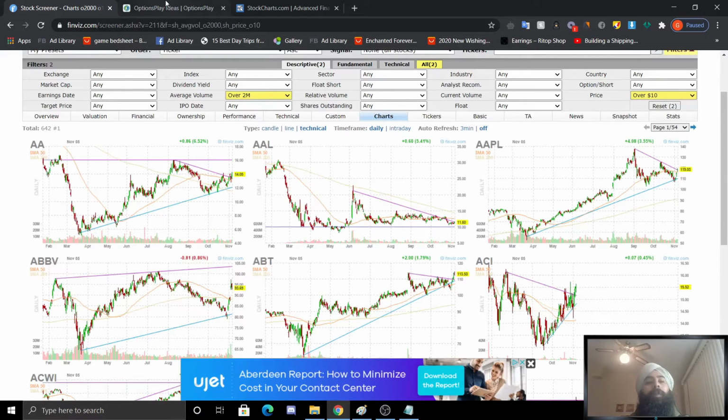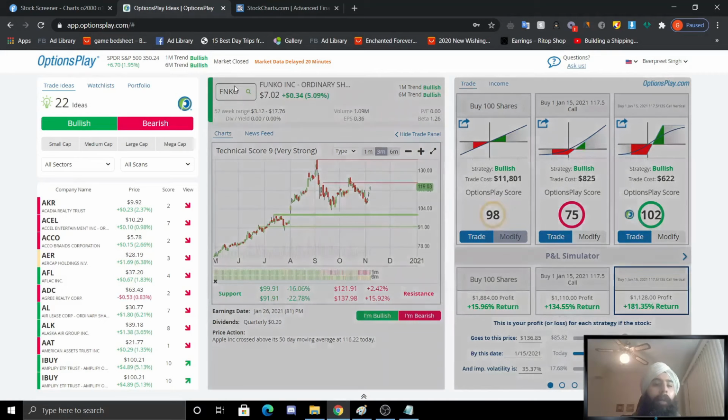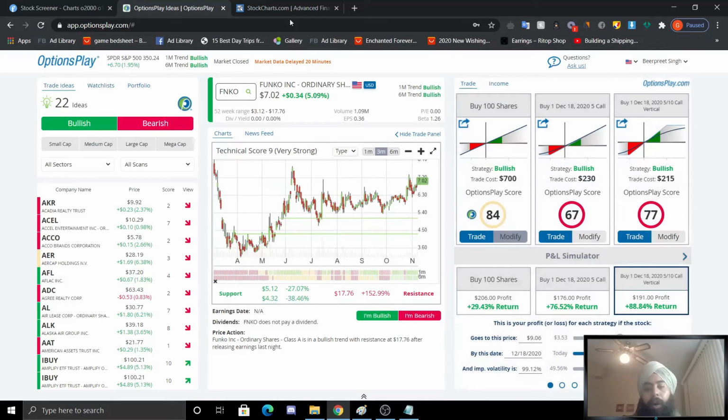The next tool you need is optionsplay.com. What you need to do is just log in. It's a free tool and it will give you an interface like that. This is going to be the first interface. You type in the name of the company, let's say Funko. I type it over here, and it will give you all the details. Why do we need that? I'm going to explain ahead.